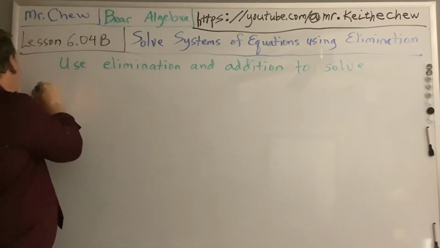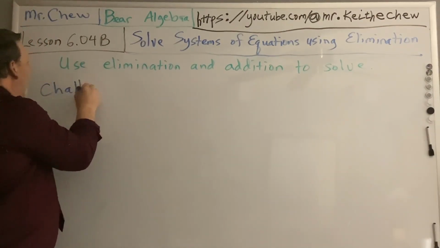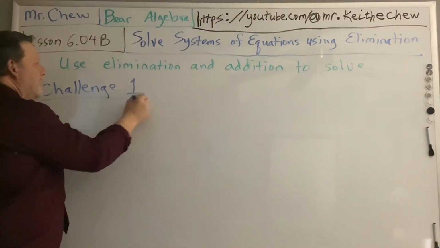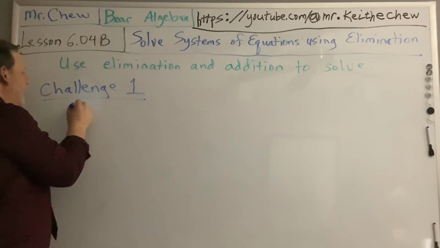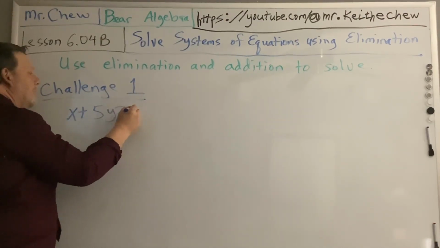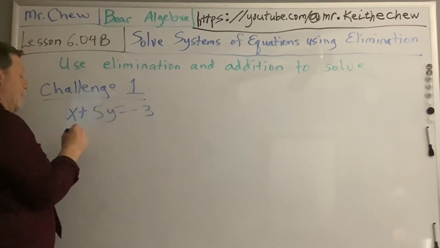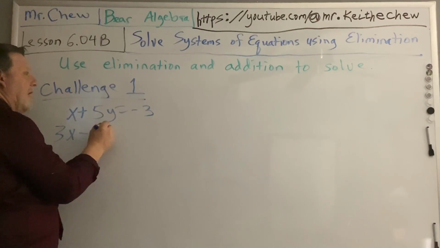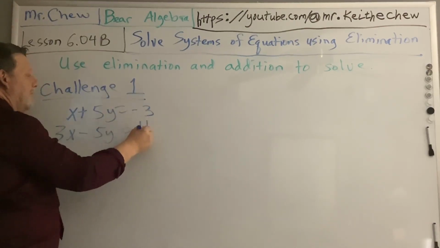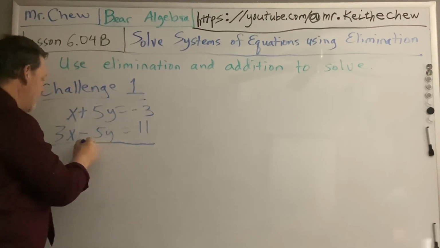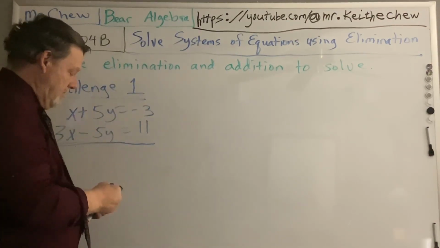So challenge 1, write this on a piece of paper and try it. Challenge 1 is x plus 5y equals negative 3 is the first line. And the second one is 3x minus 5y equals 11. So you're going to add down, substitute, and check.